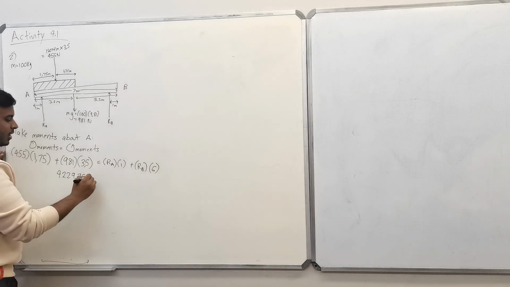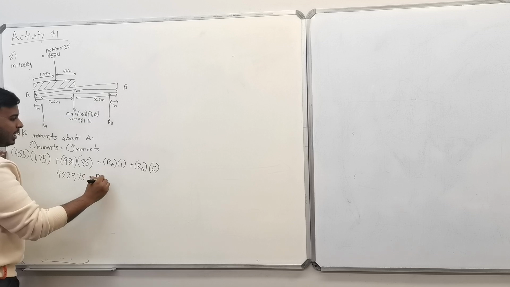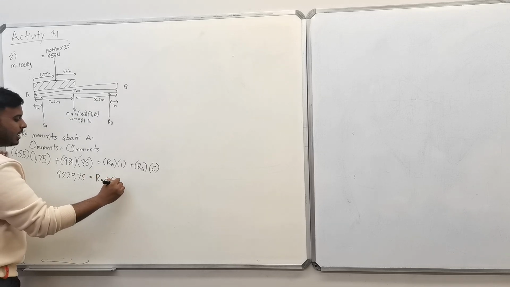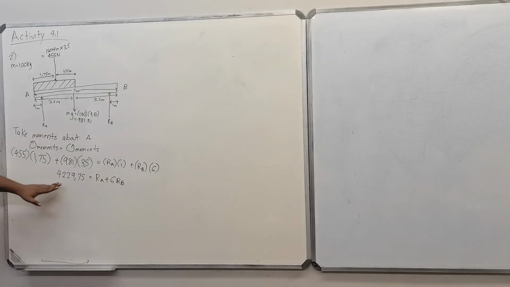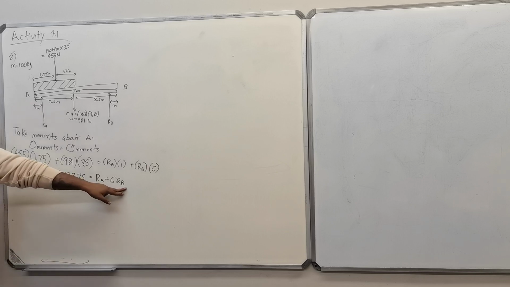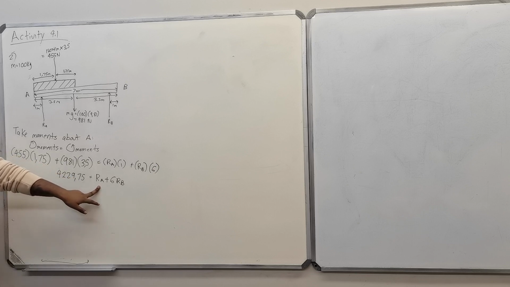4,229.75 equal to RA plus 6RB. Can we do anything further than this? Add the RB, and you're left with, remember, if you're dividing this by 6, you have to divide this by 6. The only thing we can do is take one of the terms and make it the subject of the formula.